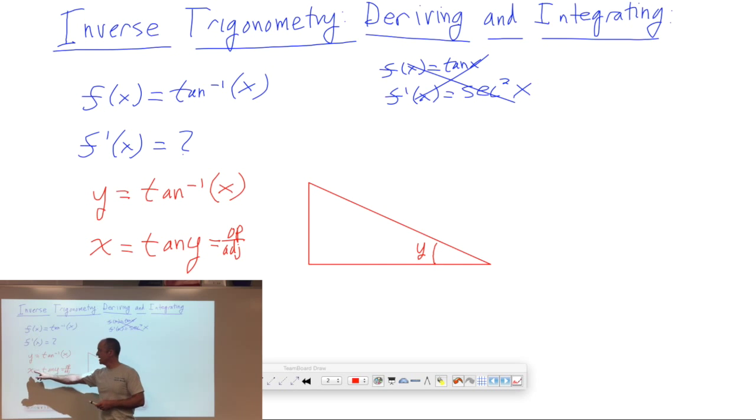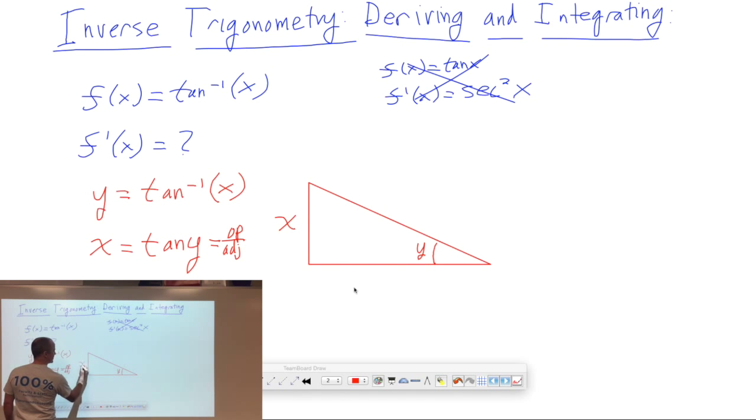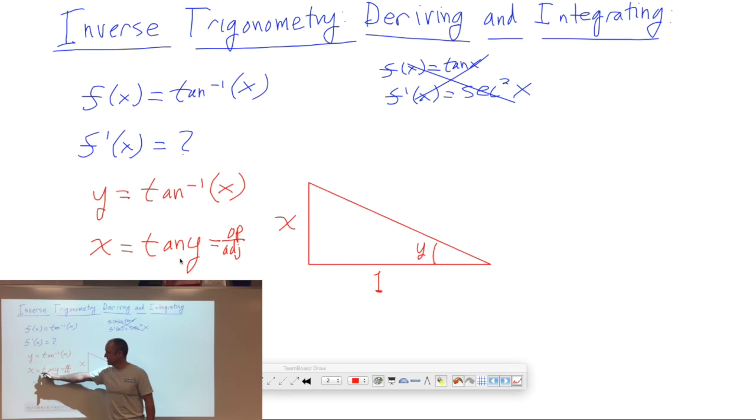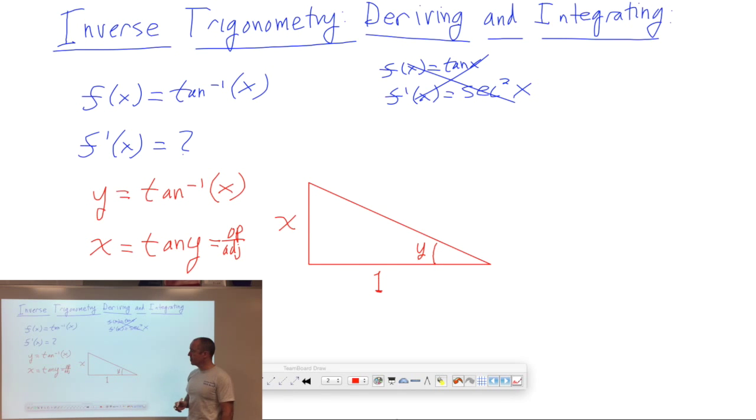So for the tangent of y to equal x, then the ratio of opposite to adjacent of our triangle, where y is the angle we're finding the tangent of, well, this triangle must have an opposite side of x and an adjacent side of 1. It's got to be the ratio of x to 1 in this case. That's what this statement literally means. The tangent of an angle called y equals x. Ratio of opposite to adjacent must be x to 1. Well, that's two sides of our triangle.